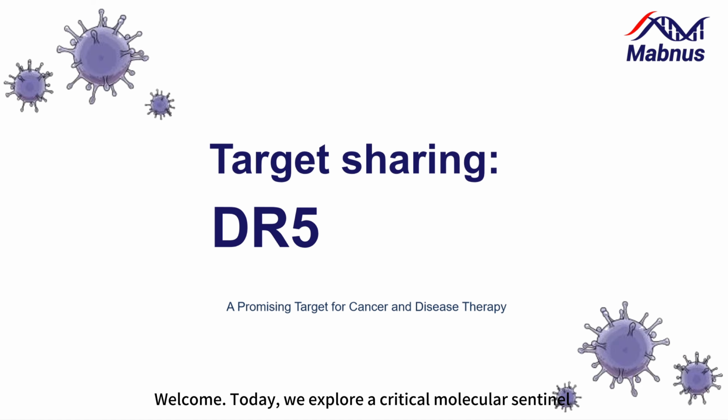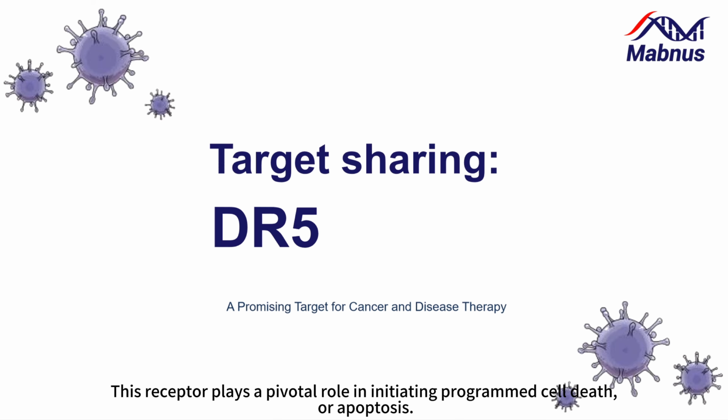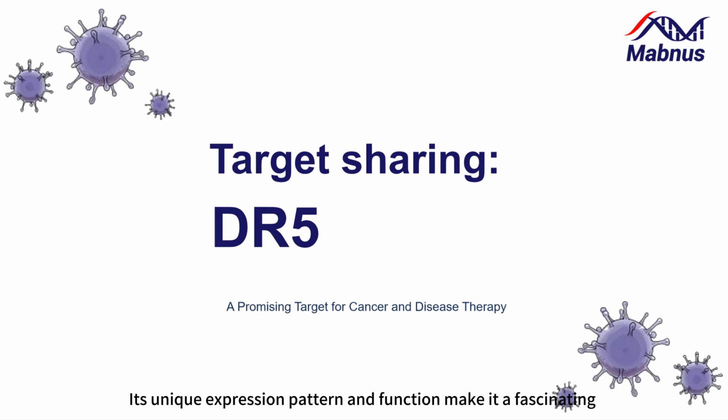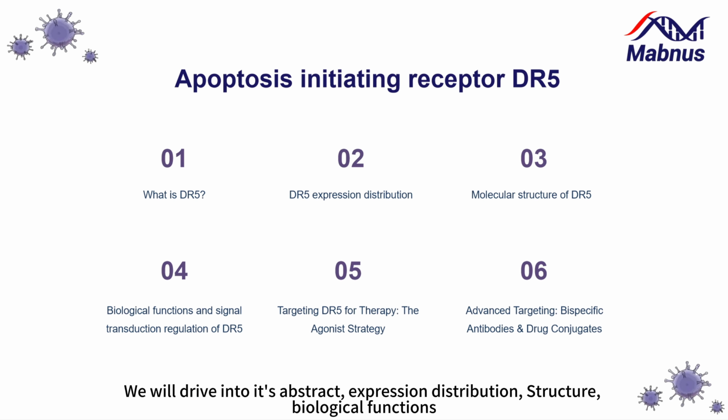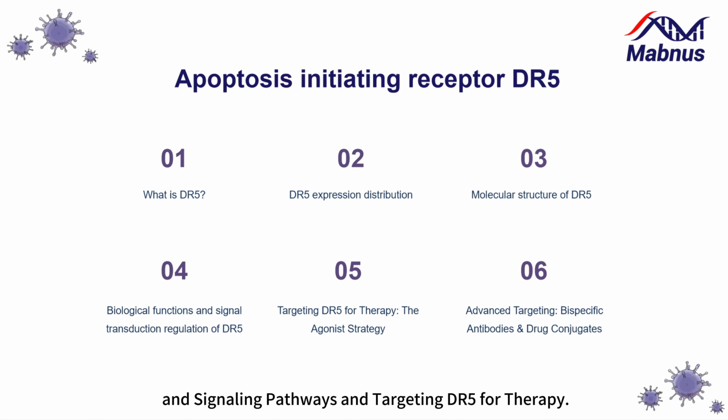Welcome! Today, we explore a critical molecular sentinel on the surface of many cells, the death receptor 5, or DR5, also known as TRAIL-R2. This receptor plays a pivotal role in initiating programmed cell death, or apoptosis. Its unique expression pattern and function make it a fascinating and promising target for treating diseases like cancer, fibrosis, and autoimmune disorders. Let's delve into the world of DR5. We will dive into its expression distribution, structure, biological functions and signaling pathways, and targeting DR5 for therapy.